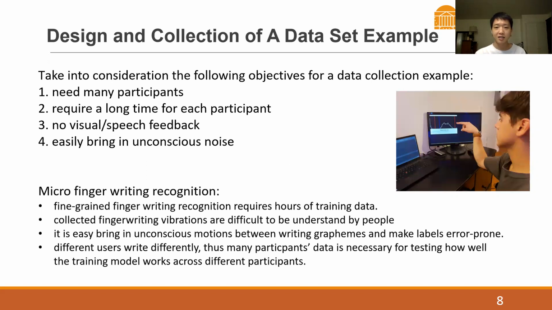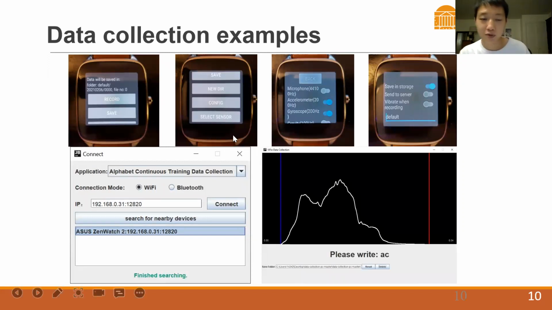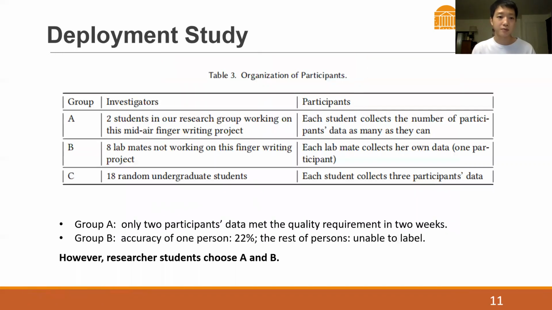Then I designed the dataset. For the details of how I designed it, please see my paper. Basically, this is a finger movement dataset that tries to recognize your finger writing with a smartwatch. I made an app on the smartwatch to collect the IMU data for this finger movement vibration. And I made an app on the laptop that gives instructions to the participants about what letters or numbers they need to write, and also provides visual feedback about the real-time data output.